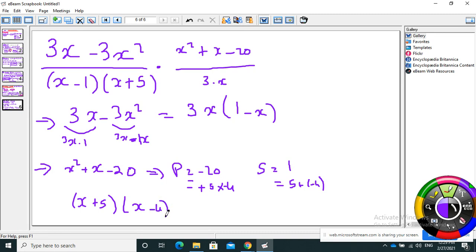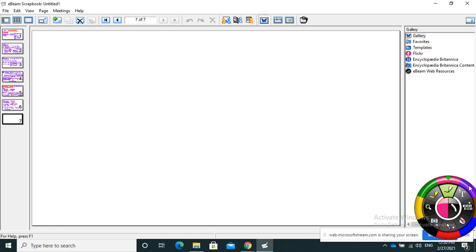I have it now factorized. I will replace them. So I'm going to replace the numerator by 3x, 1 minus x, and the other one by this one. So where am I now? So now I'm here. I'm replacing by all the factorized form. So I have 3x times 1 minus x.